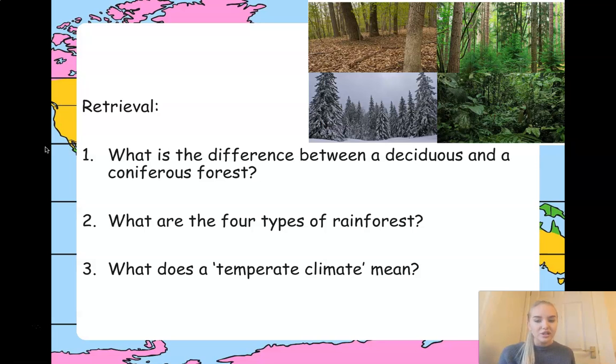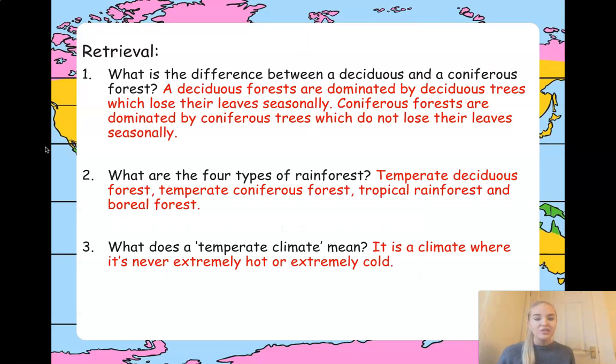Okay, so question number 1. What is the difference between a deciduous and a coniferous forest? Well, if you remember, that deciduous word means that it's home to lots of trees that do lose their leaves in a certain season. Whereas a coniferous forest is home to lots of trees that look a bit like a shape of a triangle like this. Do you remember I was doing this a lot last lesson? But they're also full of trees with needle-like leaves where their leaves don't fall off according to whatever season it is.